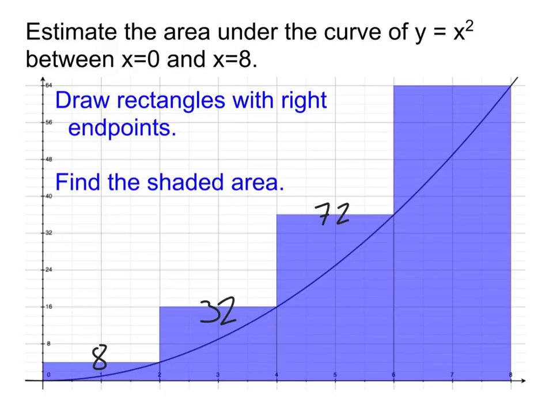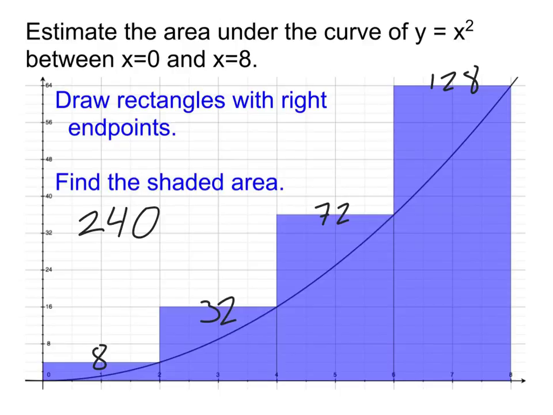So this last rectangle here, its height is determined by this point on the graph right here. That's where x is 8. Well, 8 squared is 64. And then I multiply it by the width of the rectangle. 64 times 2 is 128. If I add all of those up together, yes, I should get 240 for my area here.